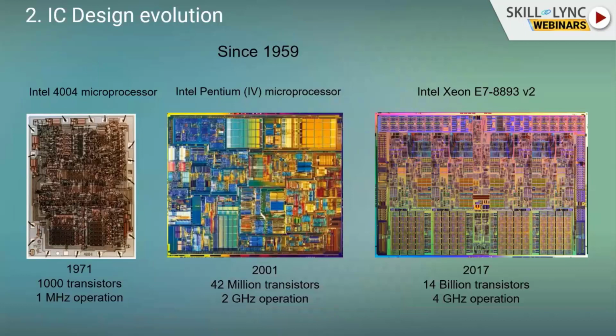Here the first Intel chip, the 4004 microprocessor, contained only 1000 transistors and 1 megahertz frequency. Then over the period, they kept increasing the transistor count and also the clock frequency. The central picture mentions 2001, nearly 42 million transistors and 2 gigahertz operation. And recently the Intel Xeon has 14 billion transistors and 4 gigahertz clock frequency. So this is how the industry IC chip has evolved.